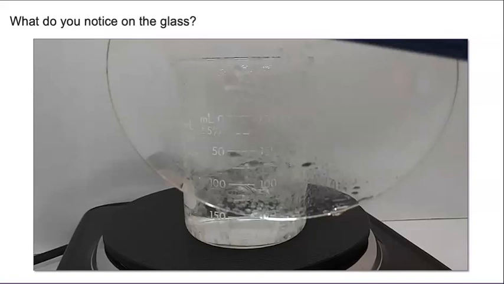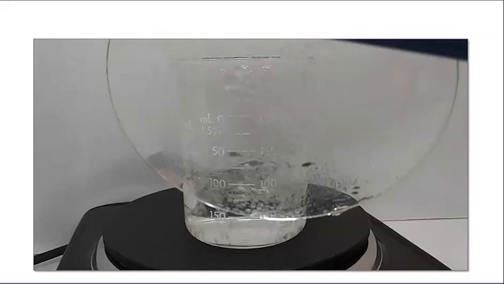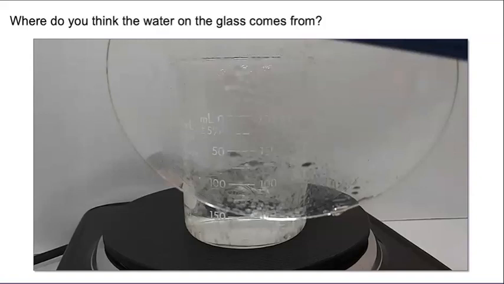What do you notice on the glass? I notice little drops of water. Remember, this watch glass was dry before we put it over the beaker of hot water. Where do you think the water on the glass comes from? Do you think some of the water vapor stuck on the watch glass and turned back into a liquid?